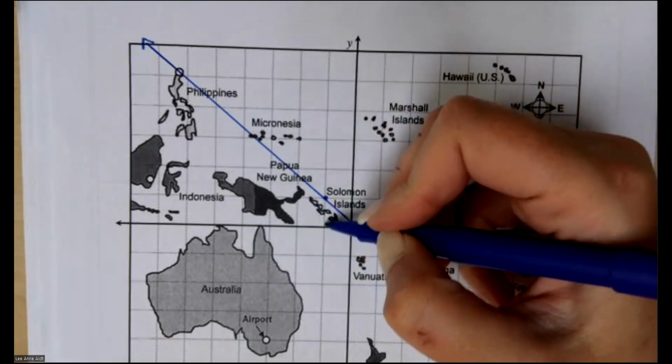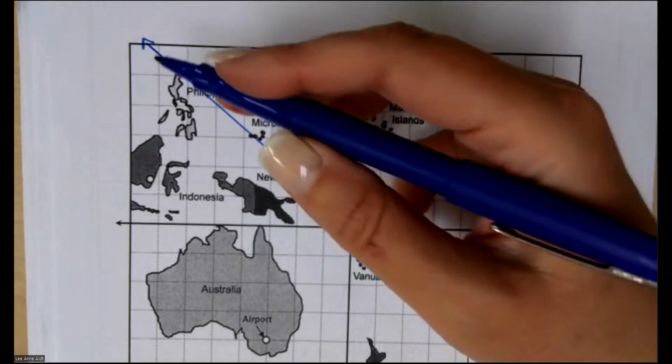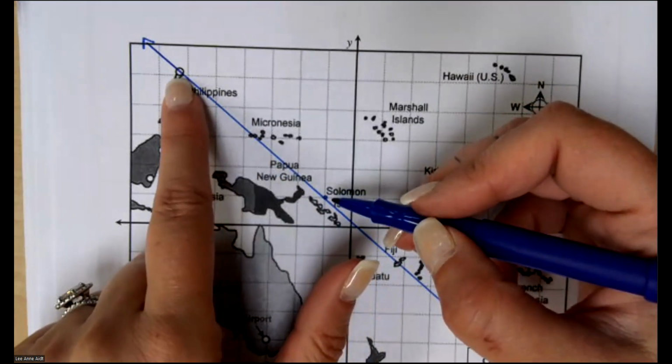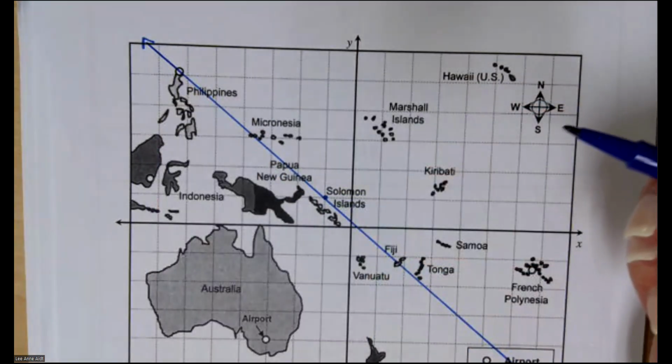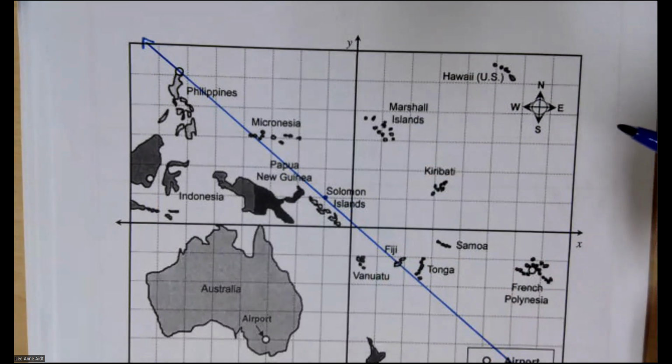Okay, anyway, so I went to negative 1,000, 1,000 near the Solomon Islands, and then I made a line through that and the airport at the Philippines. Okay, everybody with me so far? You have your first line in? Okay.